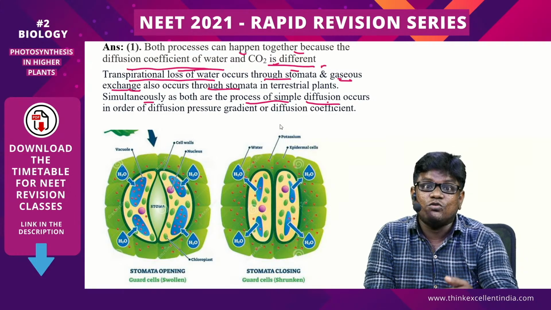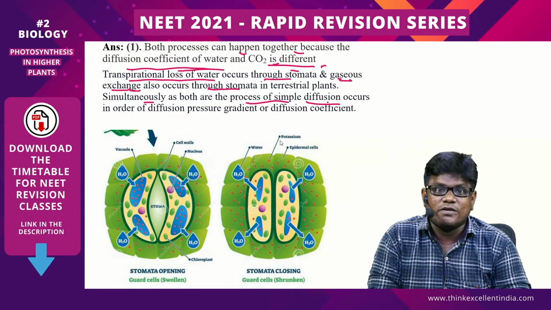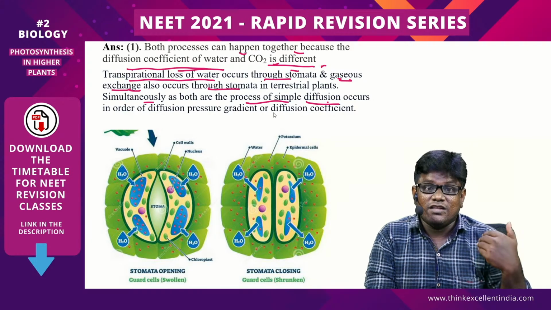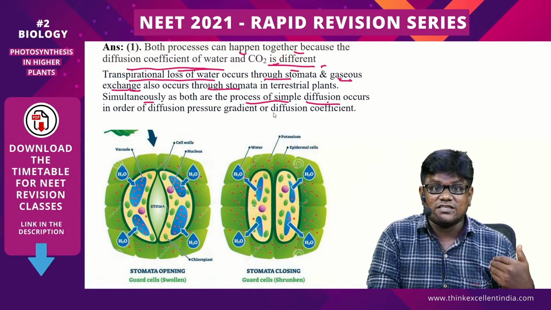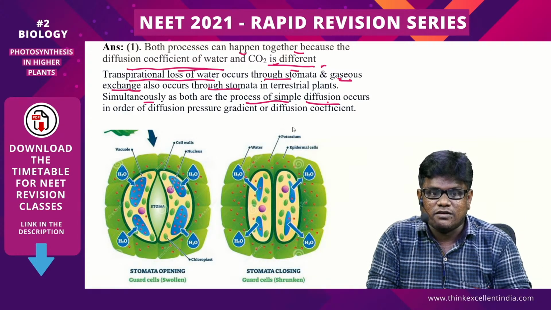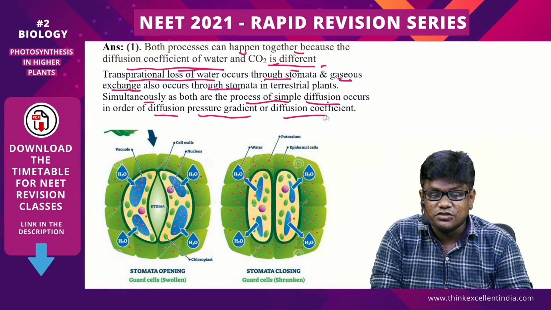The CO2 outside is getting incorporated into the plant system. The same way, the stomatal opening gives you the movement from higher concentration to lower concentration. The excess amount of water content will be removed out of the plant system through the stomatal opening. So that is why you can see the different diffusion pressure gradient and diffusion coefficient.